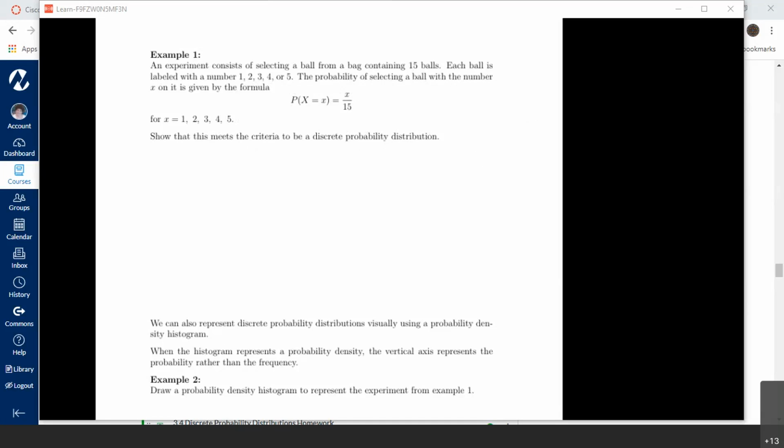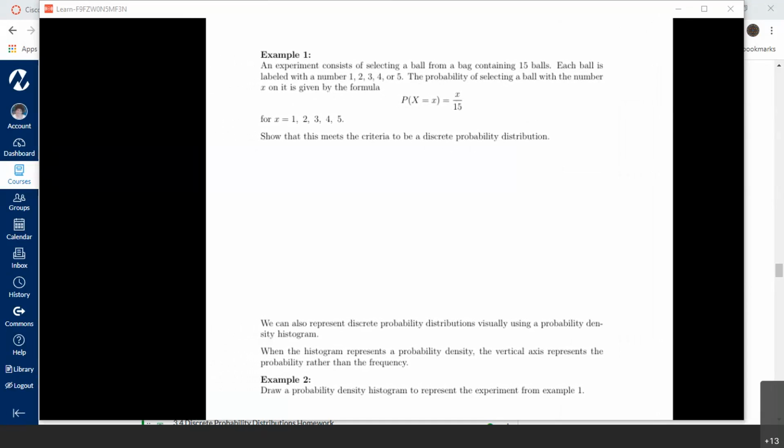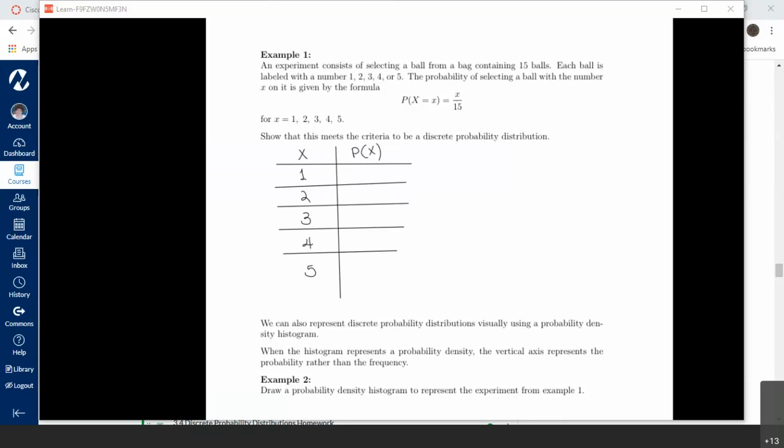So what I'm going to do is make a table, and I'm going to try to show that the outcome over here and the probability of the outcome meet these criteria. So I have 5 outcomes that are possible. Okay, and then I'm going to use the rule to determine the probability of the outcome.